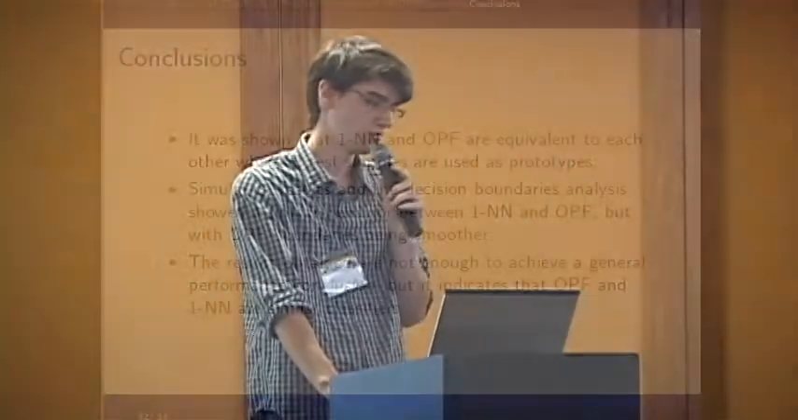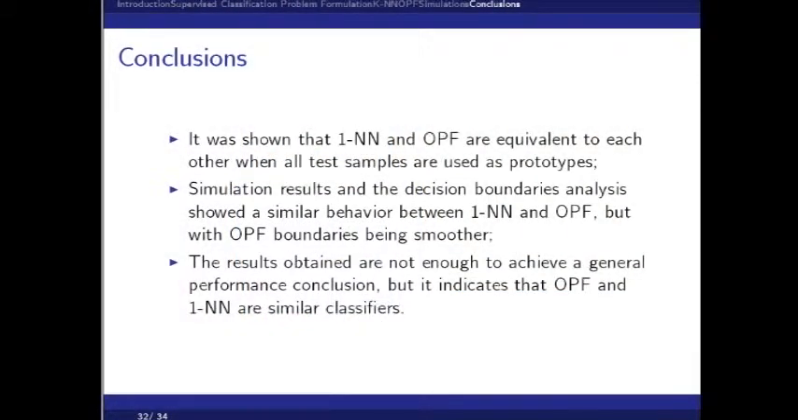So the conclusions. It was shown that 1 nearest neighbor and OPF are equivalent to each other when all test samples are used as prototypes. Simulation results and the decision boundaries analysis showed a similar behavior between 1 nearest neighbor and OPF, but with OPF boundaries being smoother, probably because of the min-max cost function.